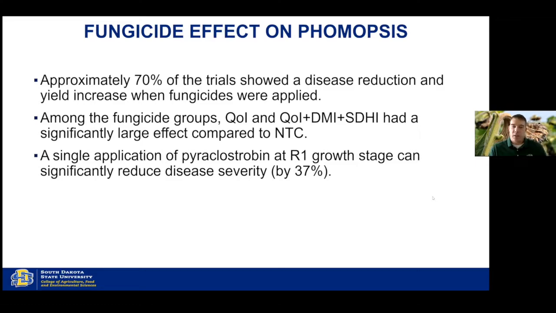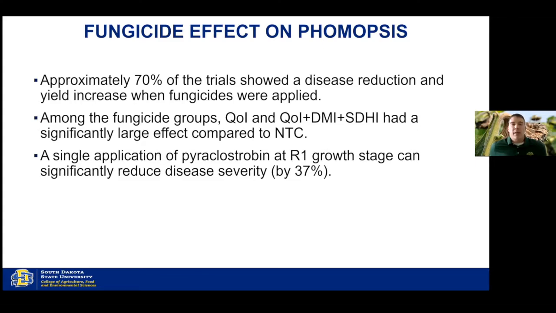We found in the course of the study that a single application of pyraclostrobin, so this is Headline, or the pyraclostrobin is also the Headline component in something like Priaxor, at R1 could significantly reduce disease severity. We found that by about 37% over time.